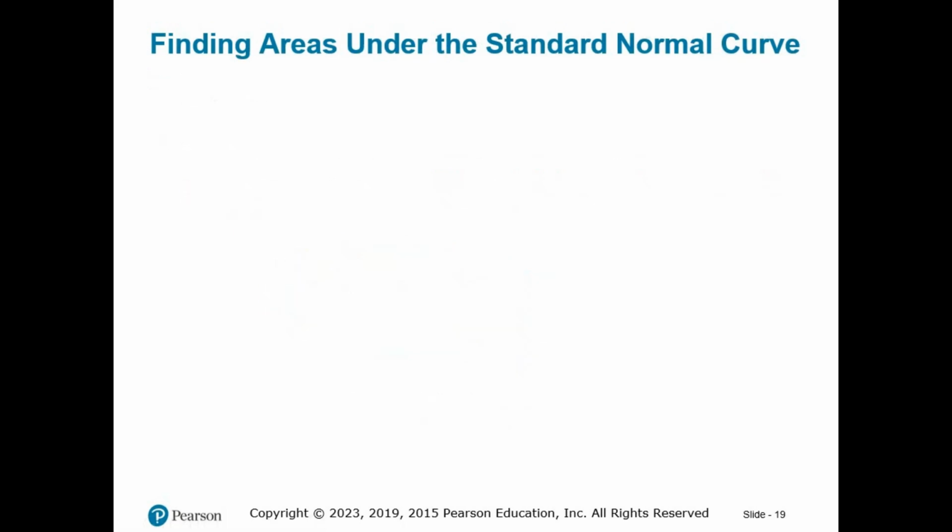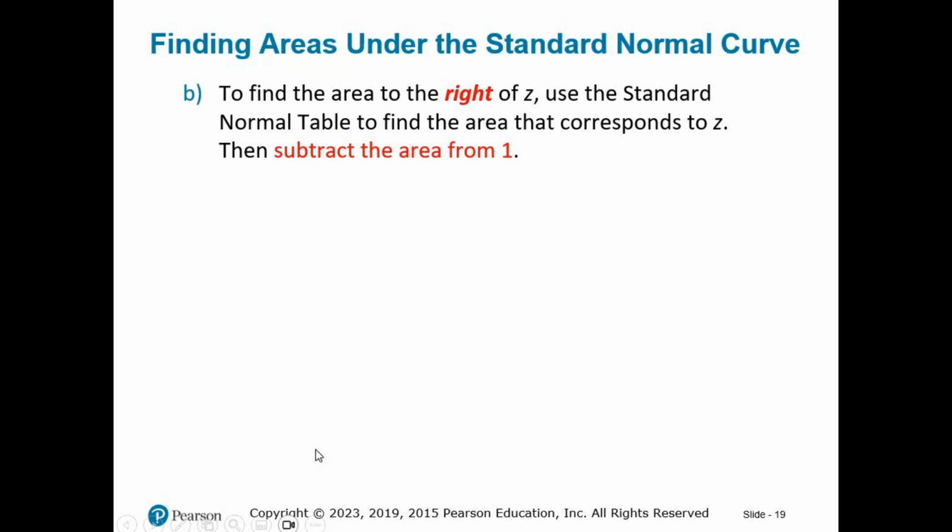Let's look at another situation you could face when you're looking for area under a standard normal curve. To find the area to the right of a z-score, you're going to find the area on the table that corresponds to the z-score, but then you're going to subtract that number from 1. Look at it this way.